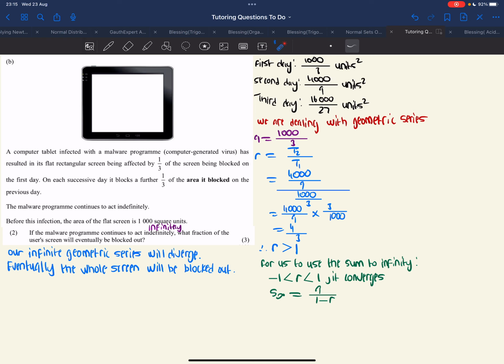All right, I hope that you understand the difference between converging and diverging regarding the sum to infinity of a geometric series. Okay.